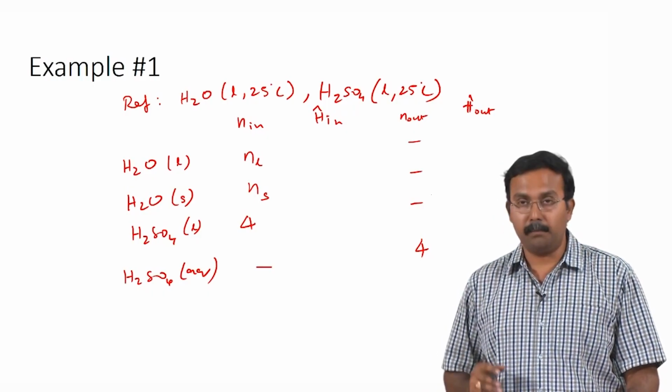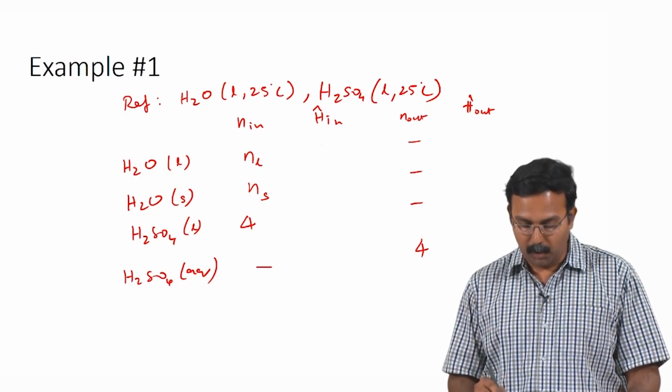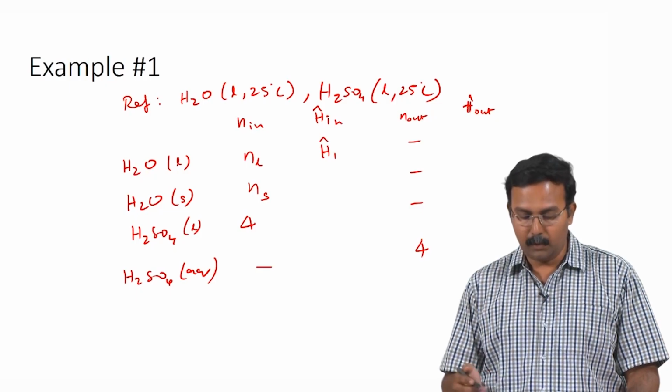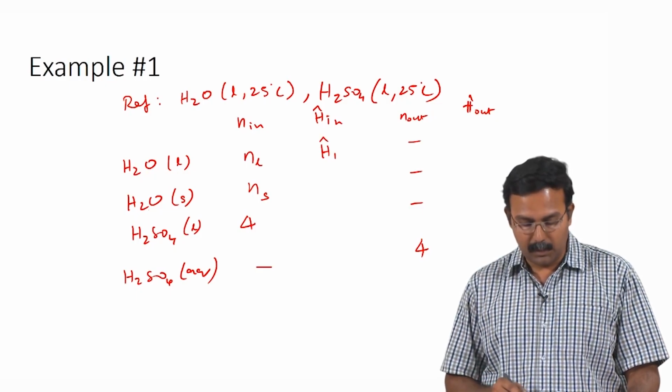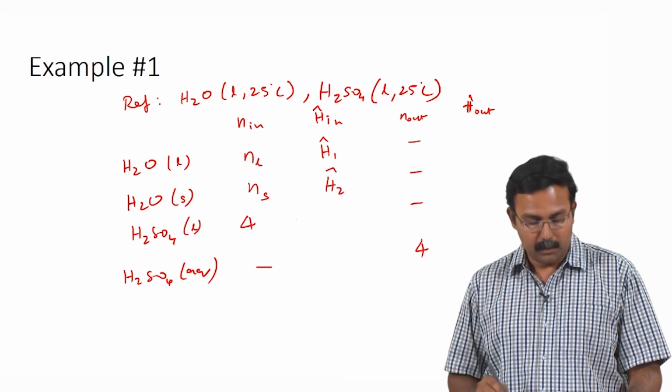So, what are the enthalpies? Which enthalpies do we have to calculate? So, enthalpy of water has to be calculated because it is not coming in at 25 degrees Celsius. Similarly, enthalpy of ice also has to be calculated.